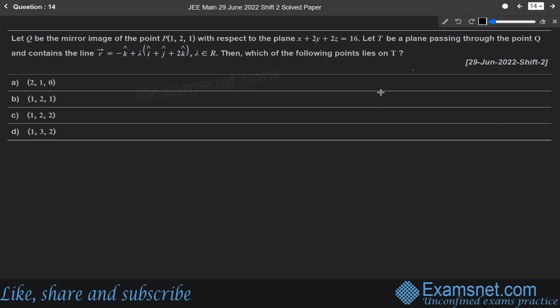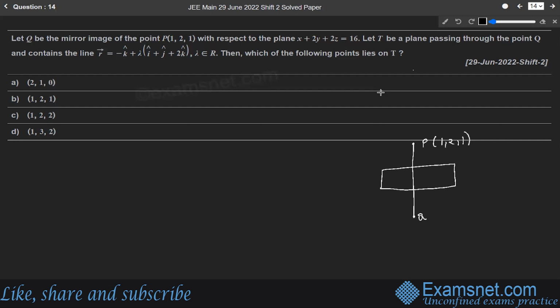So firstly, let us have a look at the first statement. It is given that Q is the mirror image of point P with respect to a plane. So let us consider a plane. Let this be the plane. We have a point P. If Q is the mirror image of point P, it will be exactly opposite, right? So this is Q. You can see that here Q is the mirror image of point P. What is point P? 1, 2, 1. If Q is the mirror image, it will be exactly in the opposite direction. That is why Q is here.